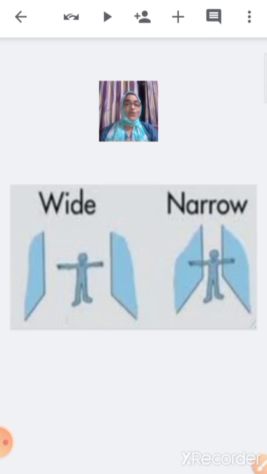Children, wide means broad. The sides are not closer to each other. Okay, wide means broad and narrow means limited in size. The sides are closer to each other. Okay, children, wide, narrow.